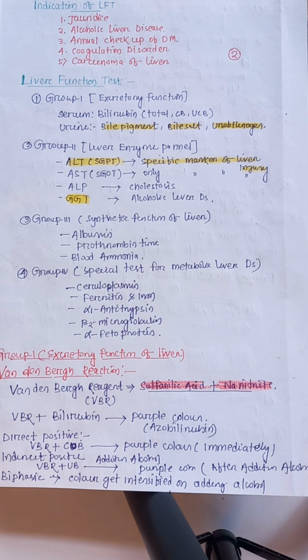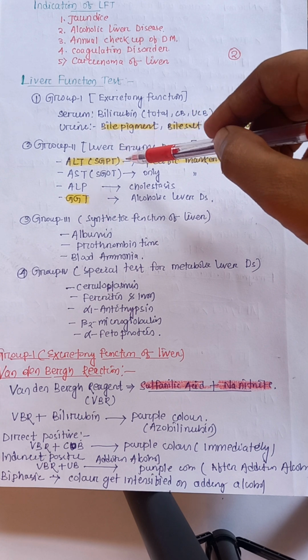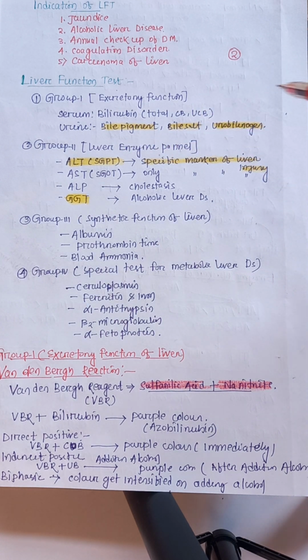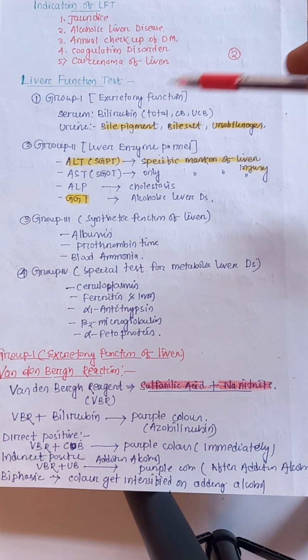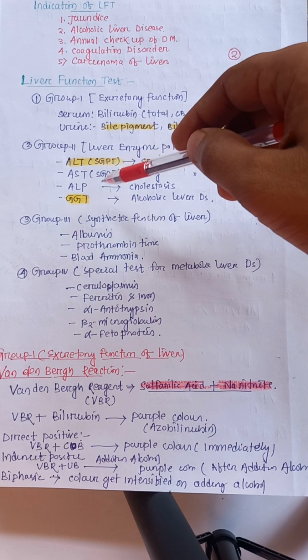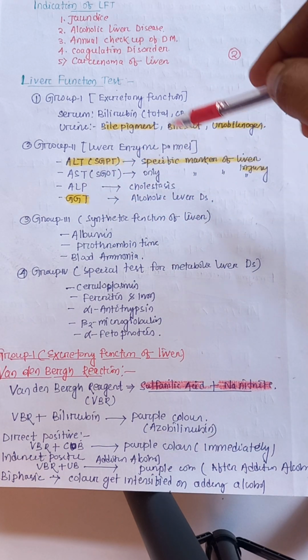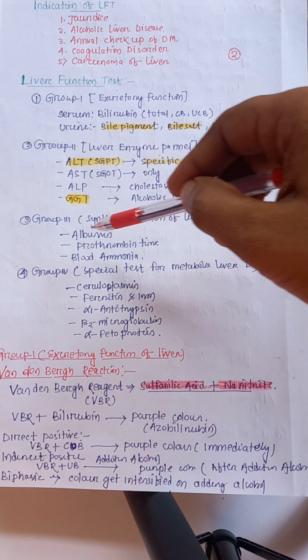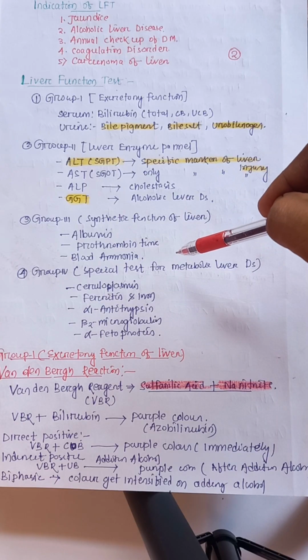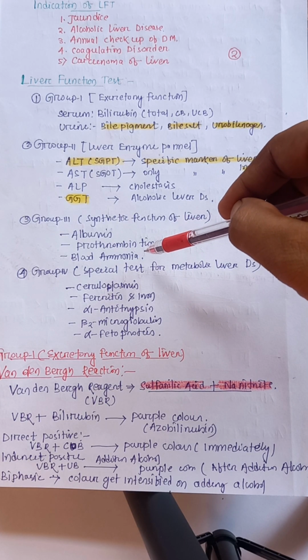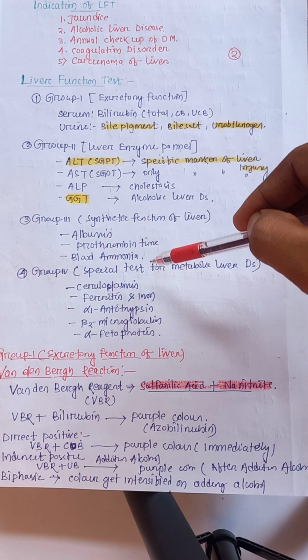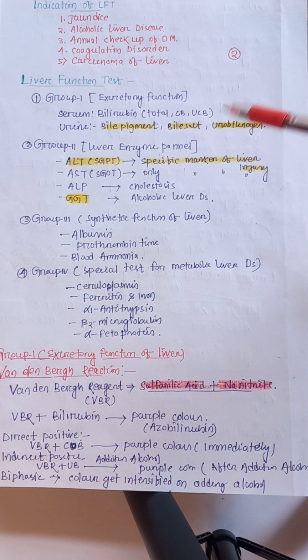So what we should do next is the group 2 panel, the liver enzyme panels. These mostly indicate liver injuries. Liver injury is detected by ALT, AST, ALP, and GGT. These are the liver enzyme panels. And here the synthetic function tests like albumin, prothrombin (not prothrombin time, actually prothrombin protein), and blood ammonia, these are the synthetic function, and total protein you will also check.